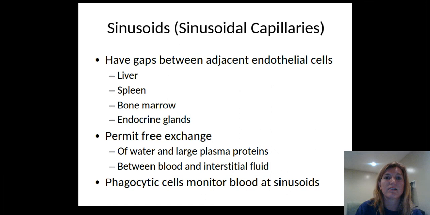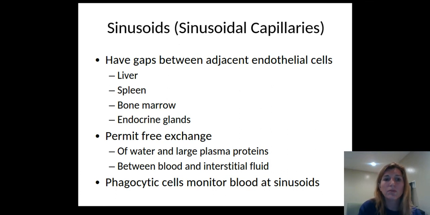These are located within the spleen, where red blood cells need to leave the blood and go to their little graveyard to be recycled. Bone marrow, where blood cells are being made and need to get into the blood. Endocrine glands, where those large hormone proteins need to get in and out, as well as the liver. The liver is putting special osmotic proteins into our blood, all the clotting factors, which are proteins. Lots of large proteins come in and out of the liver.